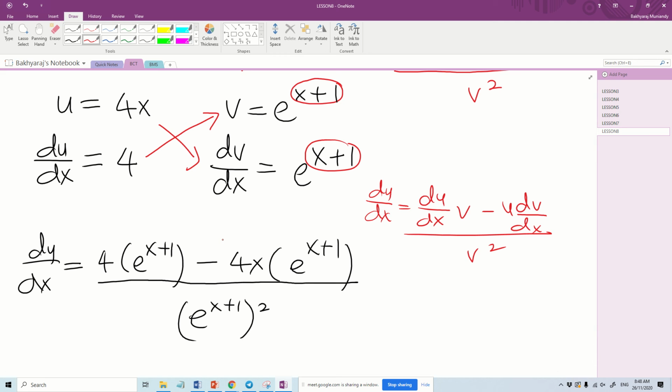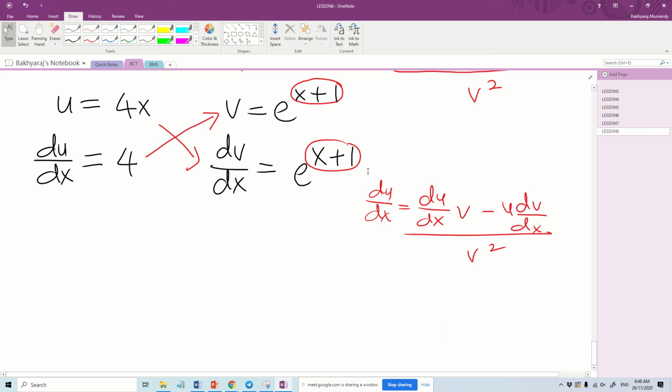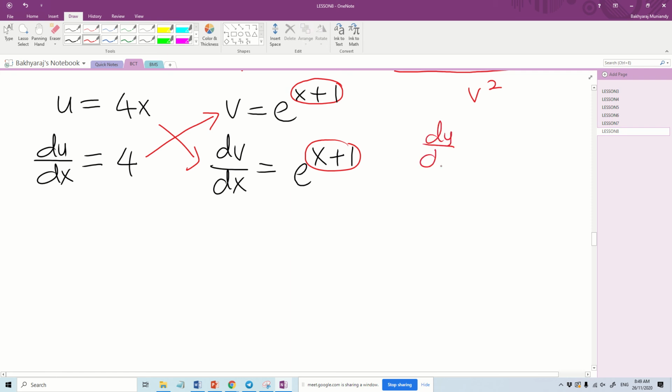Can you repeat why it is exponent x plus 1 for dv/dx? This one? Okay, let me repeat again, I'll erase this. First, what is the formula for the exponential function? The formula is dy/dx equals a times exponent u times du/dx. Okay, correct. So now what is my u?